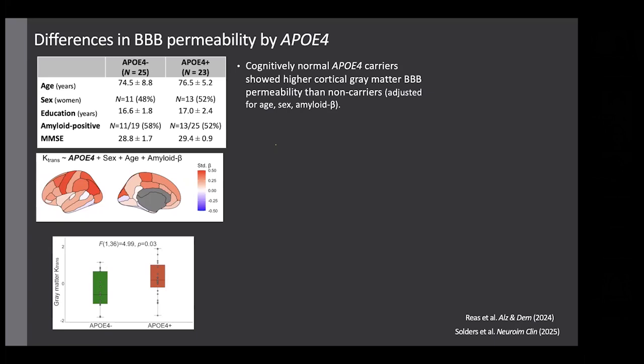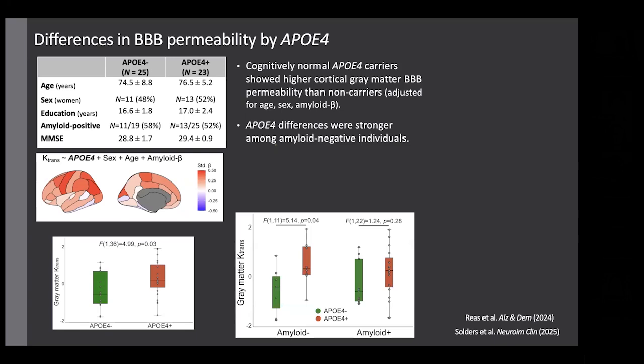Interestingly, we thought this could just be due to the fact that E4 carriers might be more likely to have amyloid. When we adjusted for amyloid status, we found that the effects persisted. So this was independent of amyloid. But we wanted to look at that relationship with amyloid a little bit more anyway. And so we stratified by amyloid negative and amyloid positive. And while we found the same general pattern of increased permeability for E4 carriers, it was, to our surprise, stronger in the amyloid negative group.